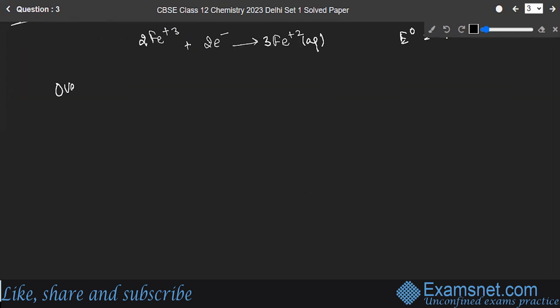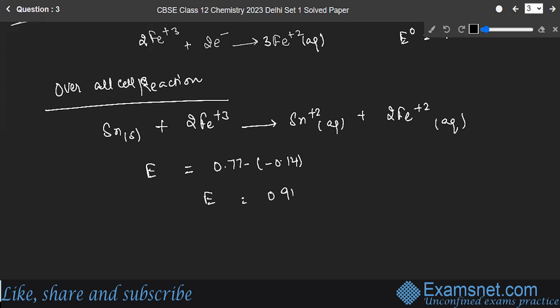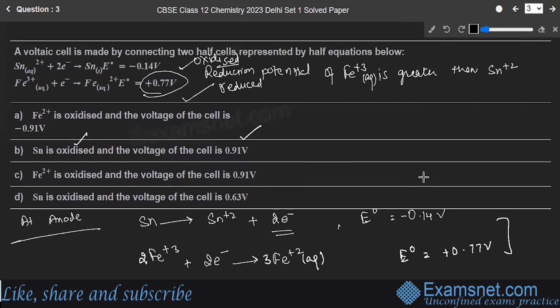Now the overall cell reaction is given by Sn solid plus 2 Fe3+ aqueous giving Sn2+ aqueous and 2 Fe2+ aqueous. Here E will be equal to 0.77 minus of minus 0.14, or E will be equal to 0.91 volt. So now let's look at the options. Tin will be oxidized and the voltage will be 0.91 volt. You have option B as the right answer. Hope you understood that. Let's move to the next question now.